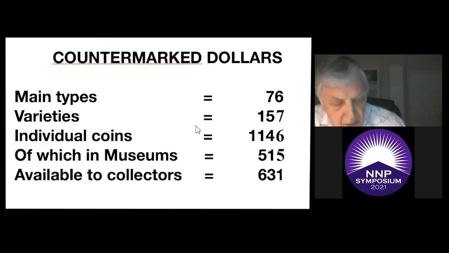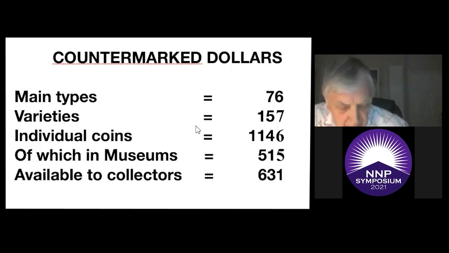The current statistics for these issues are believed as follows. Main types, 76, with 6 believed false. Varieties within the main types, 157, with 40 believed false. Number of known coin examples, including false, with photographic proof, 1,146. Of these 1,146, 515 are held in museums or other depositories, leaving 631 coin examples for collectors.